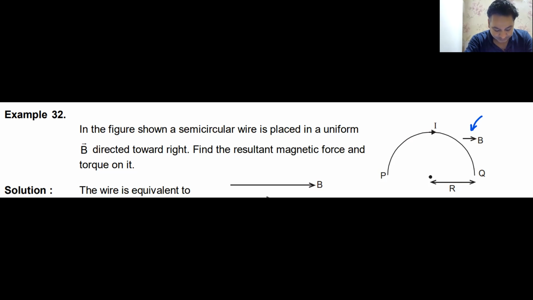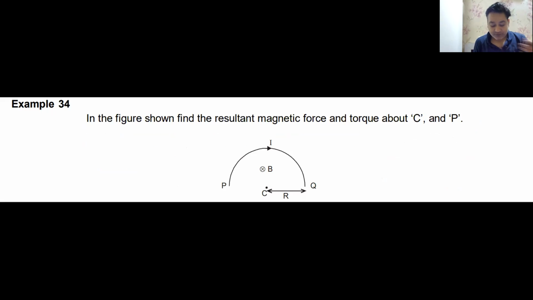Let us not get much into that. Again, there is a different variation of the same question. Since it is there, let me show you. What is the resultant magnetic force and torque about C and P? Remember, there are 2 points given. C is the center of the loop, and P is a point on the loop. So that is different in this question.